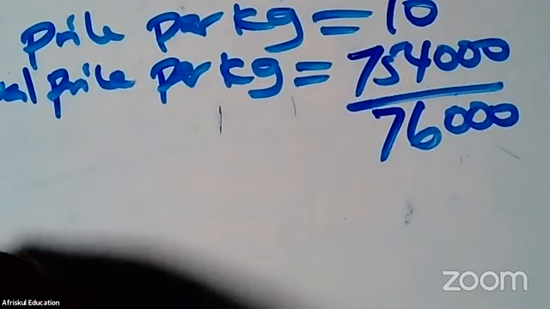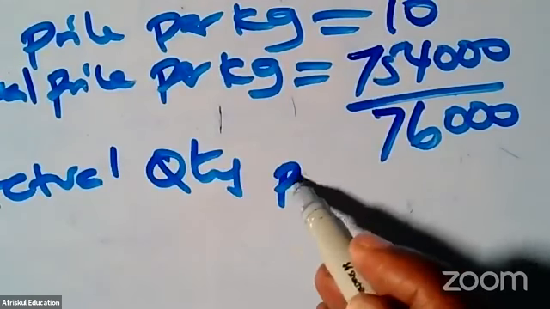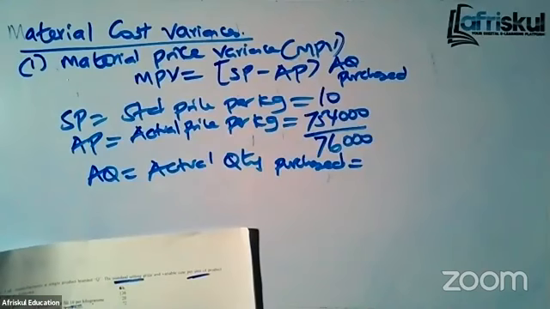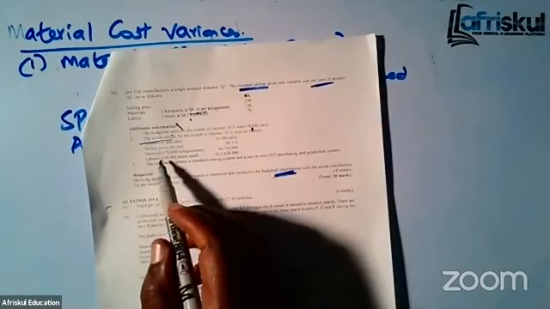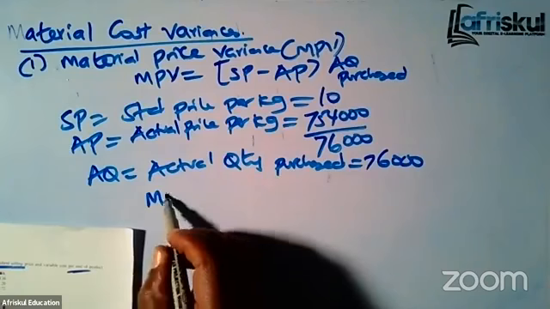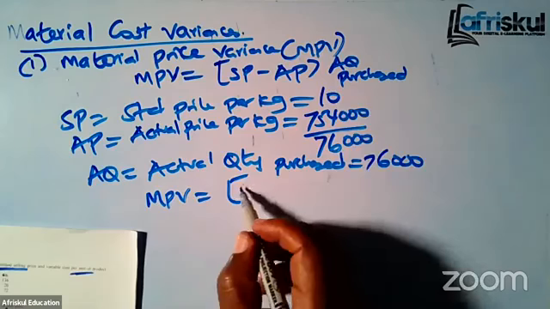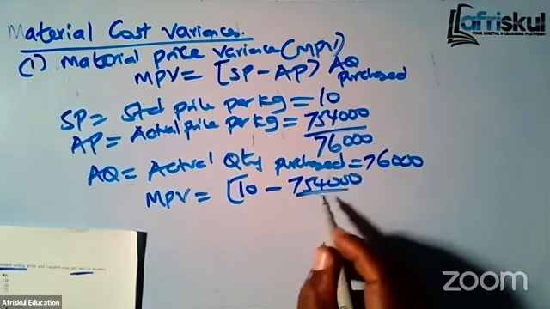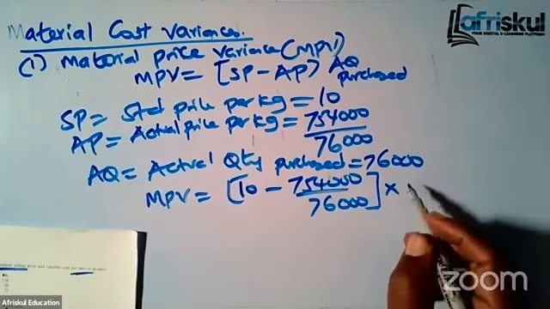And then the AQ stands for actual quantity of materials purchased. From the actual information, we actually purchased 76,000. So ladies and gentlemen, having gotten that, come and give us the material price variance. In brackets, we have our standard price, which is 10, minus the actual price, which will be 754,000 divided by 76,000, times the actual quantity, which is 76,000.